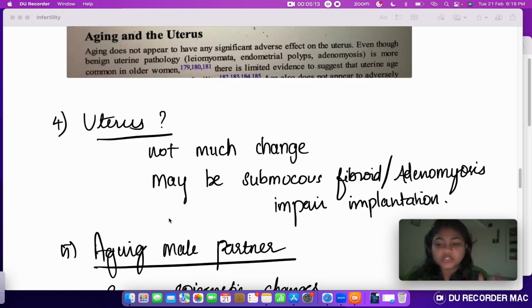So what about the uterus? In the uterus there is not much change, except that she can acquire fibroids. If it is a submucous fibroid, it will distort the cavity and can prevent implantation of the fetus. And if adenomyosis is there, she may not have regular cycles and implantation can also be impaired.